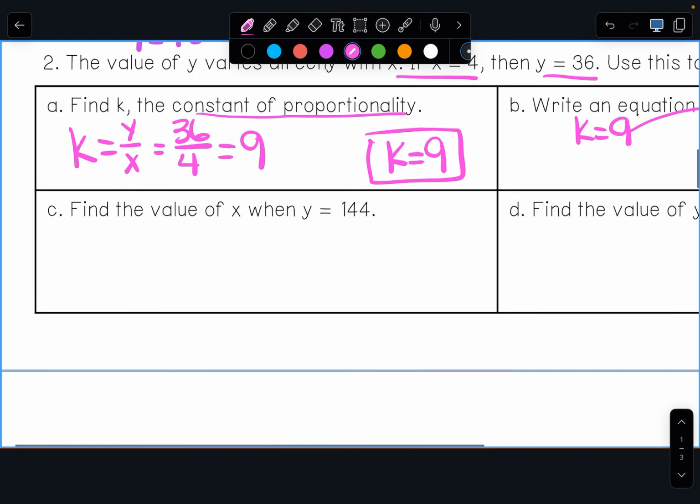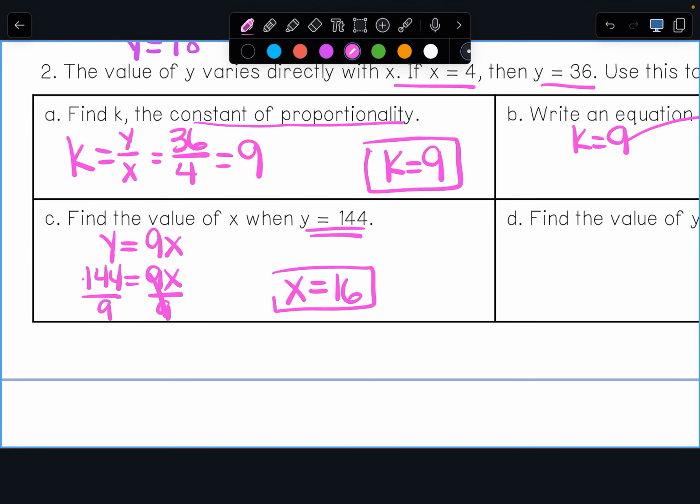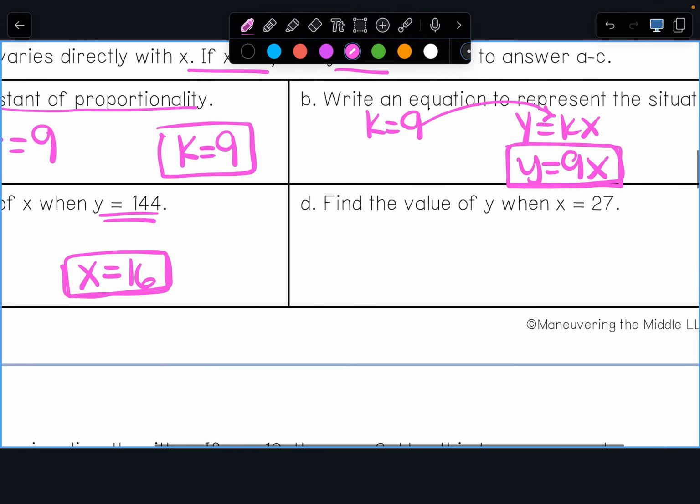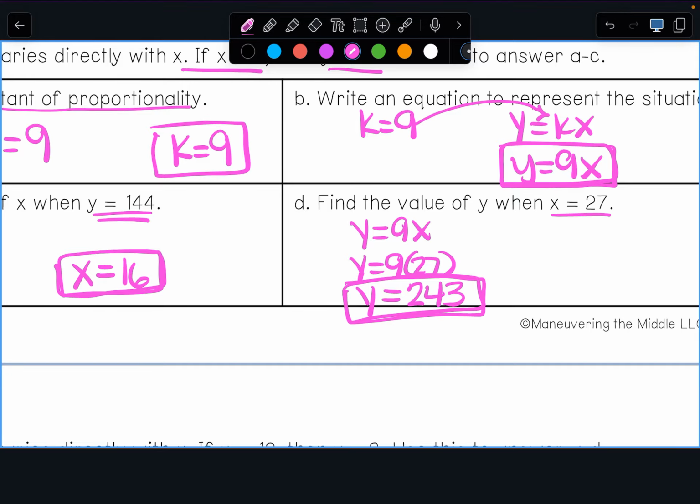It says find the value of x when y is 144. Well, using the equation that we just found, y is equal to 9x, I'm going to plug 144 for y and divide it by 9. You get x equals 16. Find the value of y when x is 27. Same equation, y is equal to 9x, but this time you're going to plug 27 for x. And you get y equals 243. 9 times 27 is 243.